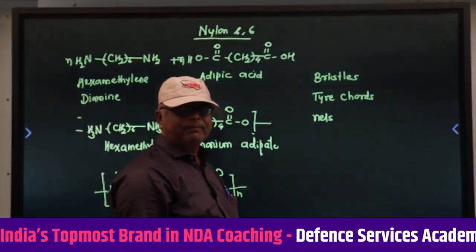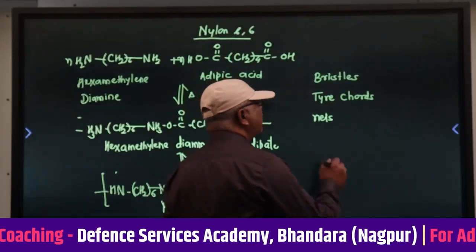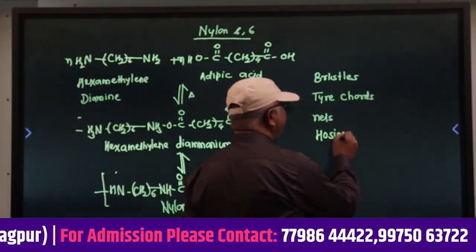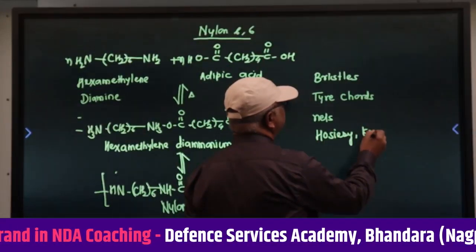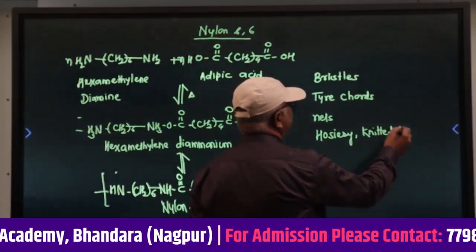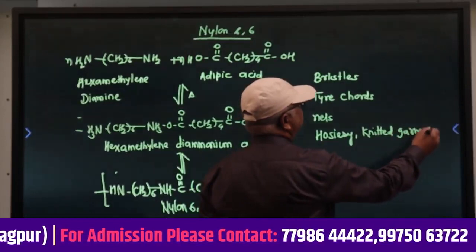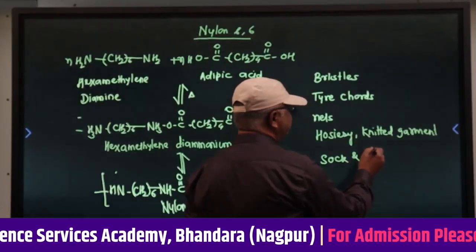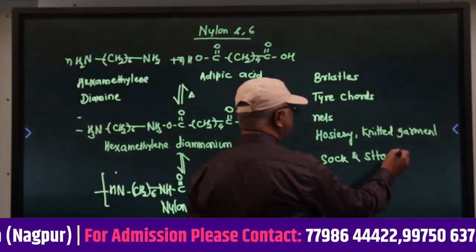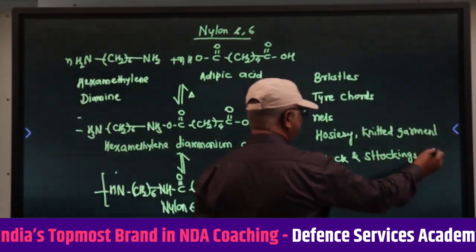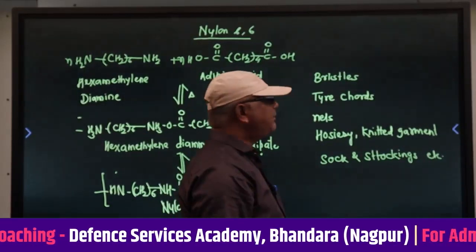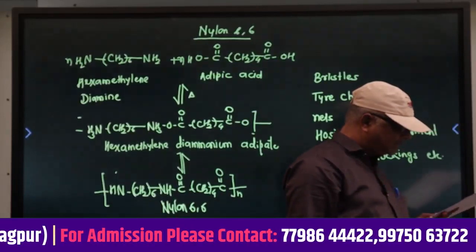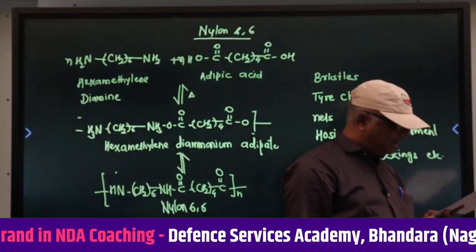It is used to make hosiery and ready-made garments, knitted garments, socks and stockings. So these are a few uses of nylon 6,6. So the question: how will you prepare nylon 6,6? Mention 2 properties and give 2 uses.